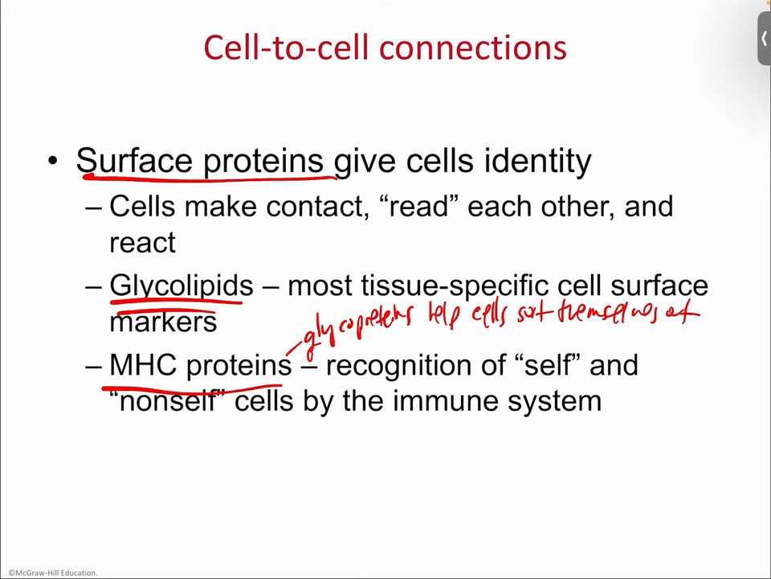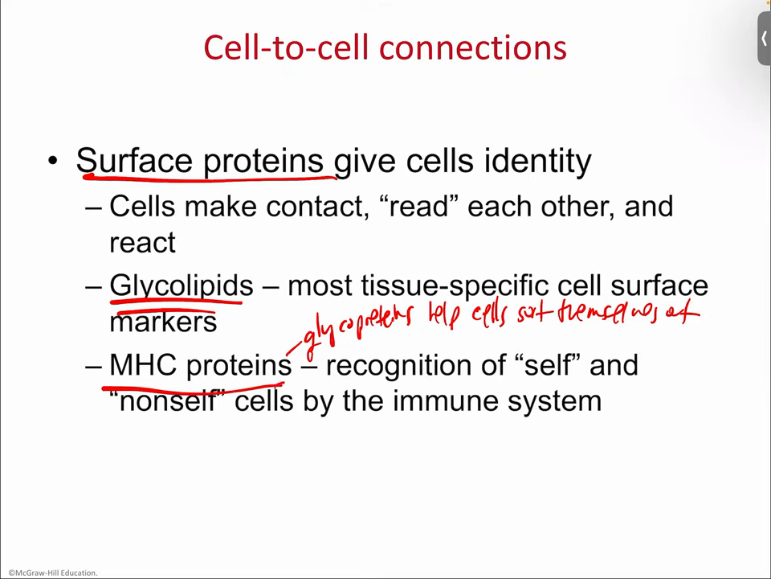Both of these help cells sort themselves out. For instance, if you're a liver cell, how do you know that you're not going to be connecting to a skin cell? That's a good question. Well, the reason is that your liver cells have glycoproteins on them that say liver across their forehead. So when you read their name tag, it's like, oh, I see, you've got the glycoproteins for a liver cell. I'm a liver cell too. So why don't we connect and start forming liver tissue? These glycoproteins and glycolipids help cells sort themselves out by reading each other.